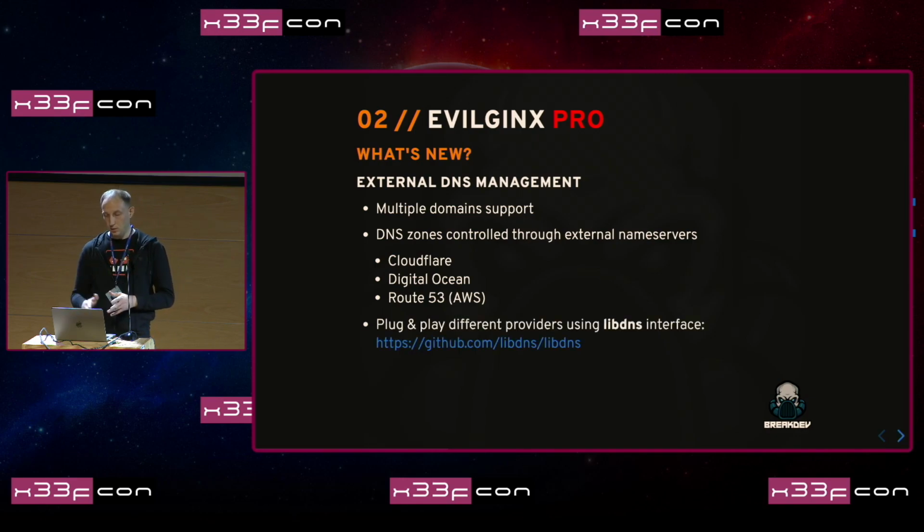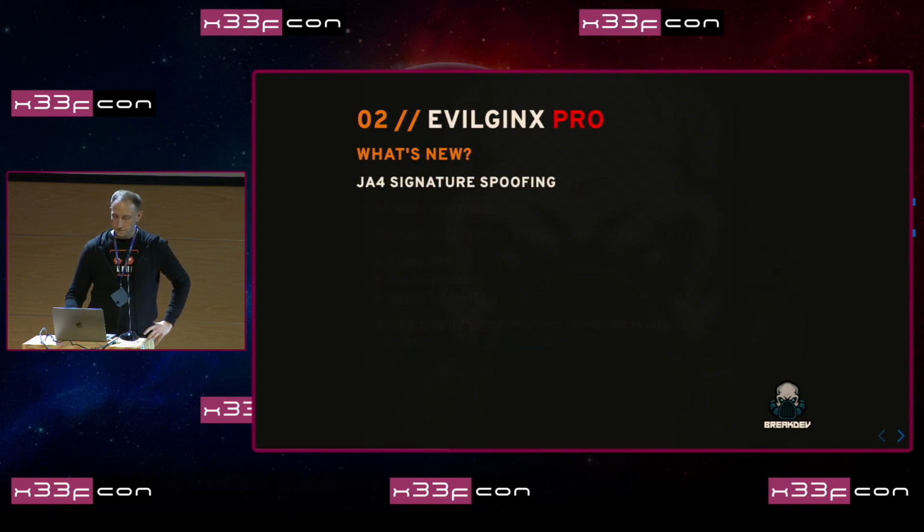All of this is doable through the libdns library, which provides an interface for any API that I can put into it. So let me know later if there's any DNS provider that you use on a daily basis that you want implemented, and this will give me great feedback.